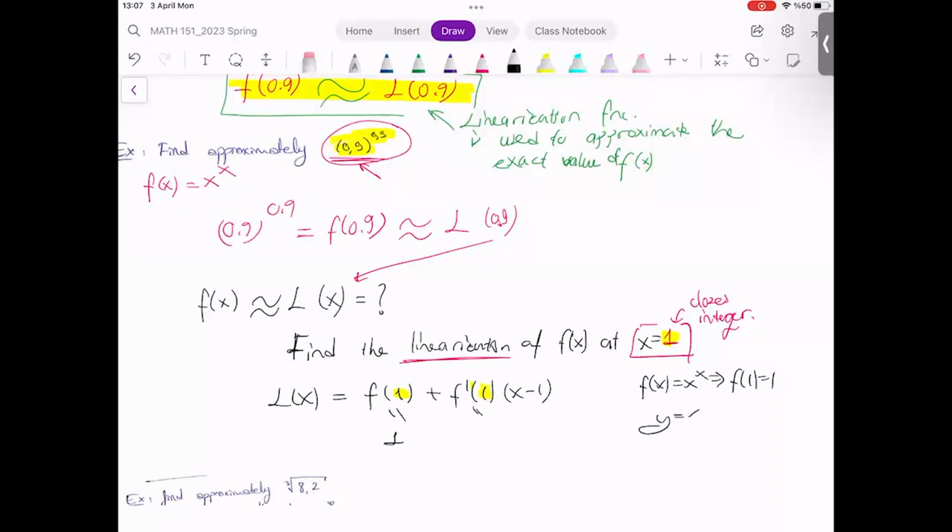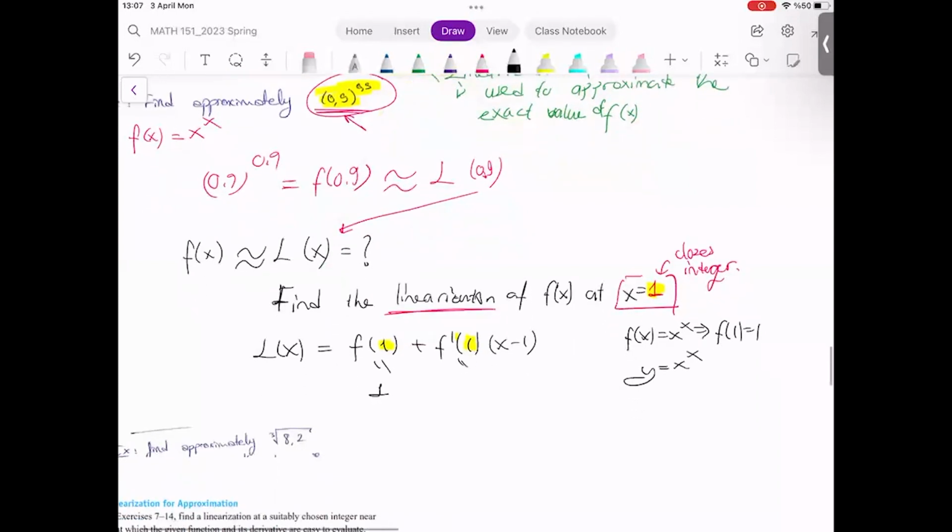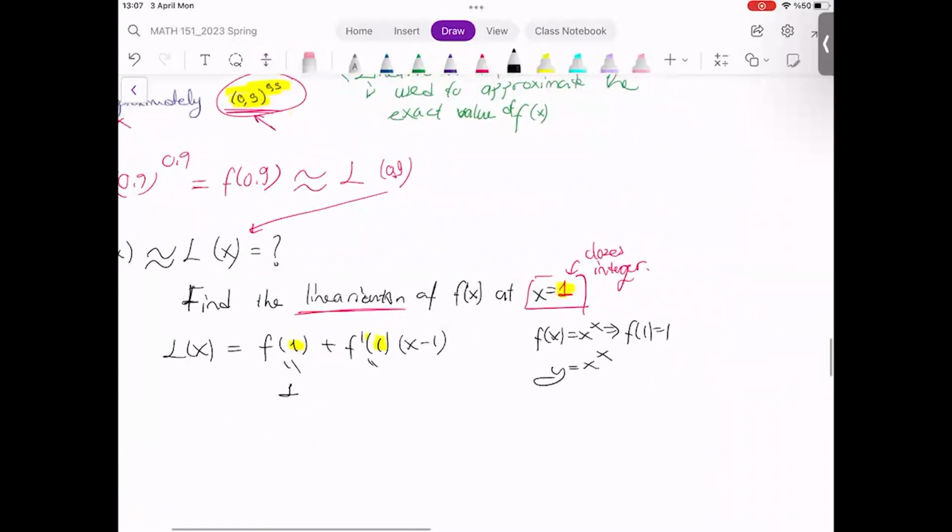So here, your function is x to the power x. And for such functions, you need to use logarithmic differentiation to find the first derivative. We covered this topic last week. Okay, now you can take the derivative. 1 over y times y prime is the derivative of the right-hand side with respect to x. And on the right-hand side, this can be written like that.